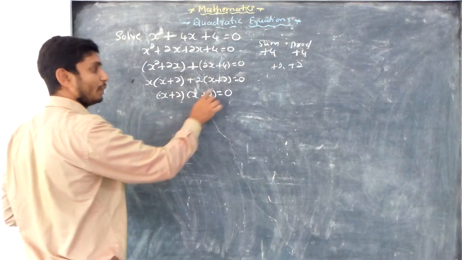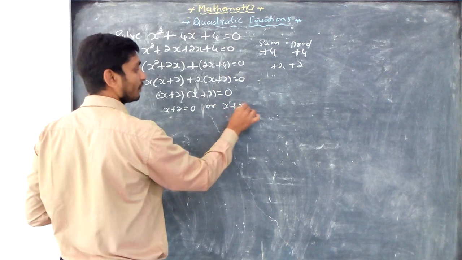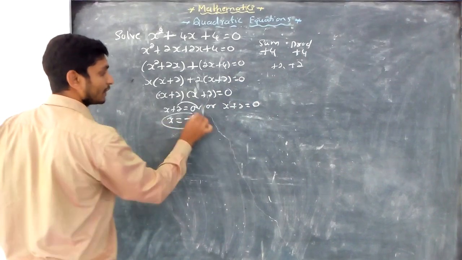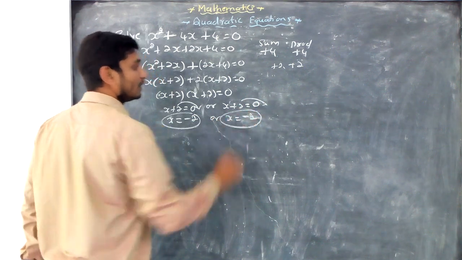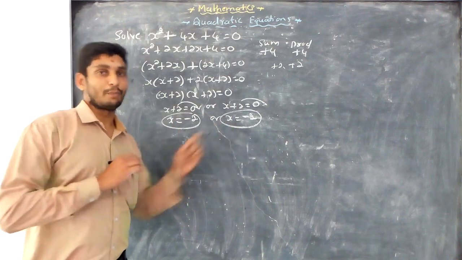It is just like a into b equals 0. That means x plus 2 equals 0 or x plus 2 equals 0. x is equal to 2 ನ ಆ ಕಡೆ ತಗೊಂಡ್ರೆ minus 2. See here, ಏನು ಬರ್ತಾ ಇದೆ ಆನ್ಸರ್? Roots are minus 2 and minus 2.